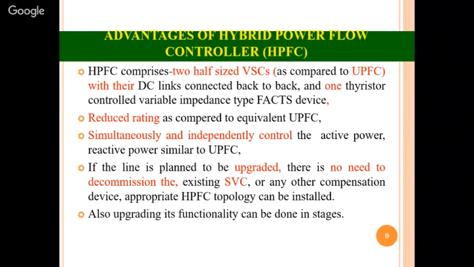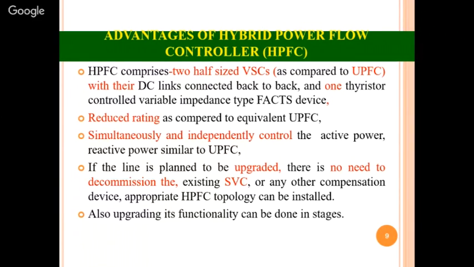What does it do? It basically comprises two half-sized VSCs. What was there in UPFC? You had two different voltage source converters which were adding to the overall cost. But here it is not so. Here you have two half-sized voltage source converters and they have their DC links connected back to back, plus one thyristor controlled variable impedance type FACTS device. So how is it hybrid? It is hybrid in the sense that you have one variable impedance type FACTS device as well, and you have one VSC based as well.